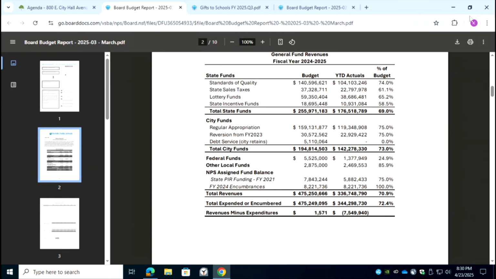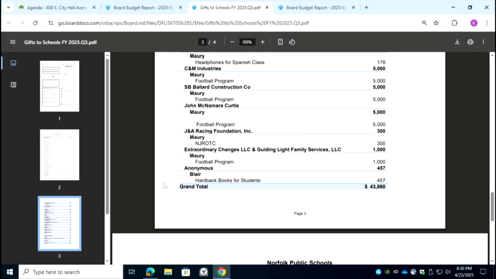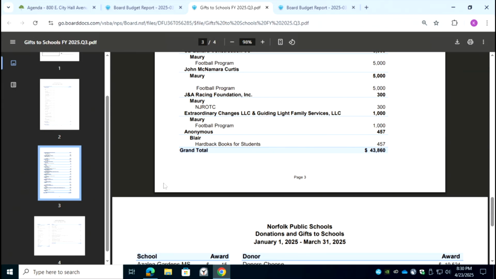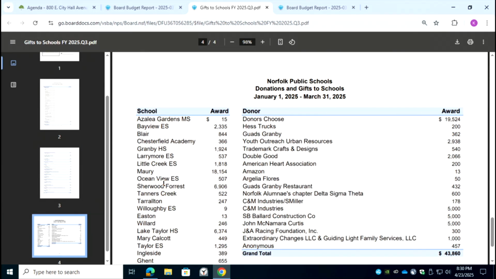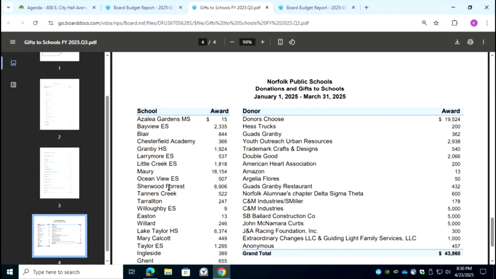And then finally, there is a quarterly grants and donation report that was included in this section of your agenda. The previous quarter, individual schools collected $43,860 from donors. The largest single source was Donors Choose, and then there were 3 separate awards of $5,000 each from C&M Construction, SB Ballard Construction, and John McNamara Curtis. We recommend that you accept and approve the donations received by schools. Chairwoman DeCalagero, that concludes my remarks. I would be happy to answer any questions you may have.